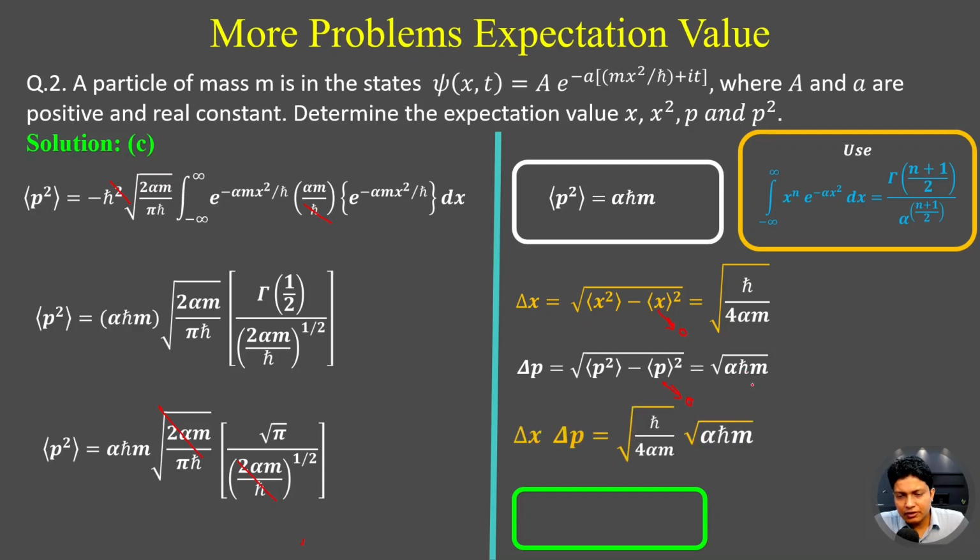Now the uncertainty product delta x into delta p can be written as under root h squared upon 4 alpha m into under root alpha h squared m. After solving this, we get delta x into delta p is equal to h cut by 2. So this uncertainty product is exactly equal to h cut by 2, and this is because the wave function is a Gaussian. For the Gaussian wave function, the uncertainty product is exactly equal to h cut by 2, and for any other wave function, this will be greater than or equal to h cut by 2.